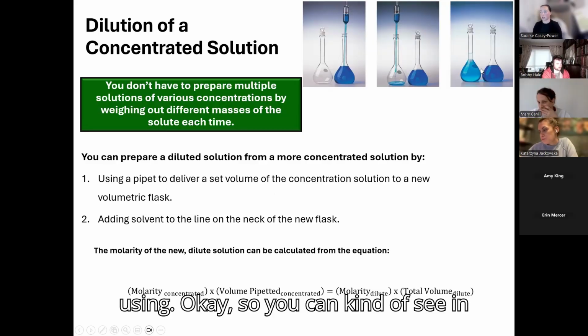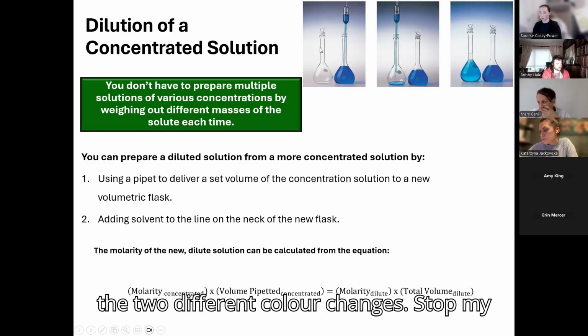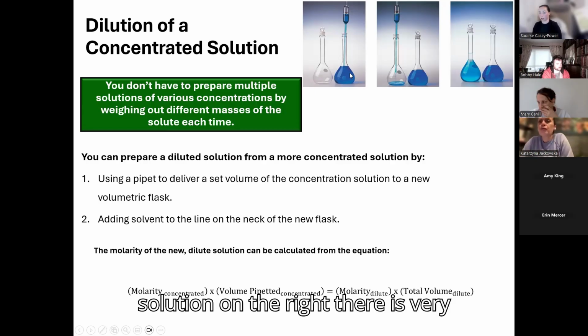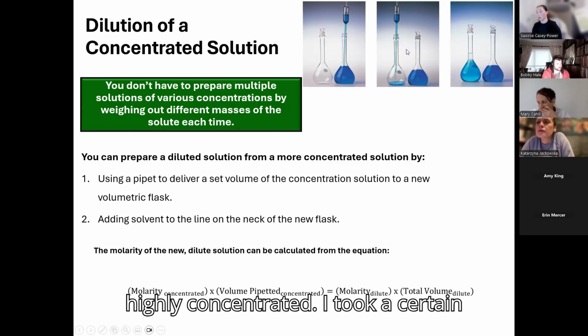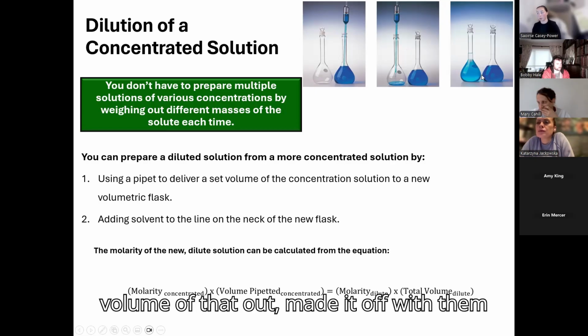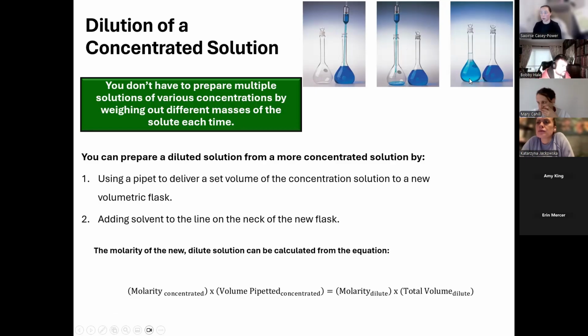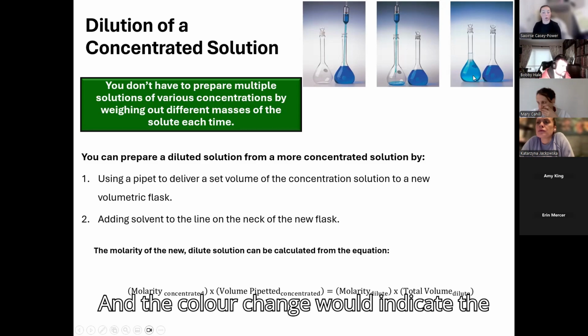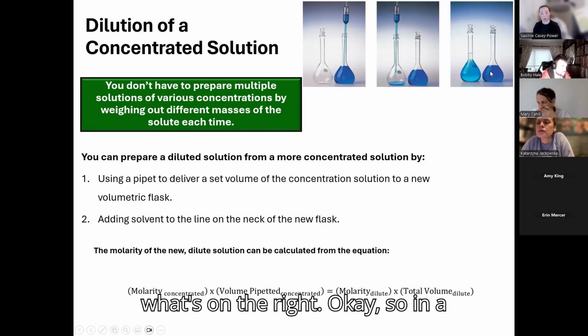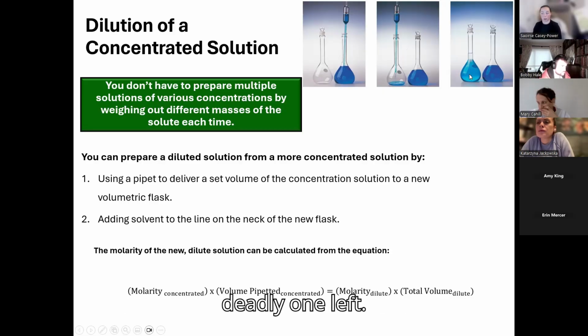Okay, so you can kind of see in the two different color changes that my solution on the right there is very highly concentrated. I took a certain volume of that out, made it up to the mark with deionized water or a solvent, and the color change would indicate that that's a much more dilute solution than what's on the right. Okay, so a lot more concentrated here, much more dilute on the left.